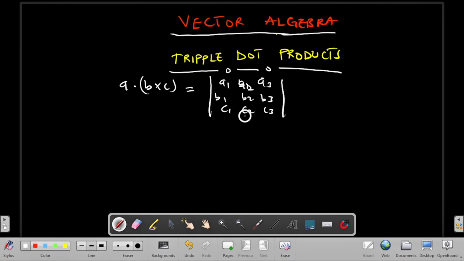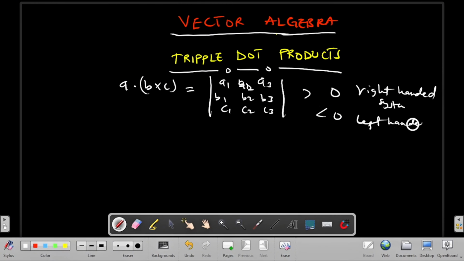If you find the triple dot product of any three vectors and the result is given as a scalar which is greater than 0, we call this a right-handed system. Right-handed system. It's so important. If it is less than 0, we call it a left-handed system. Left-handed system. Take note of that. Three vectors A, B, and C given in the order are said to constitute a left-handed system when it is less than 0. That is the scalar triple dot product.